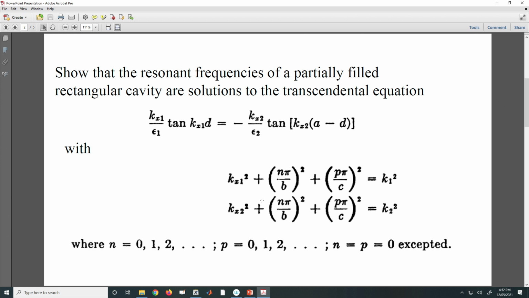The first one is: show that the resonant frequencies of a partially filled rectangular cavity are solutions to the transcendental equation given by kx1 upon epsilon 1 tan kx1 d equals minus kx2 upon epsilon 2 tan kx2 (a minus d), with kx1 square plus (n pi by b) whole square plus (p pi by c) whole square is k1 square, and kx2 square plus (n pi upon b) whole square plus (p pi upon c) whole square is k2 square.